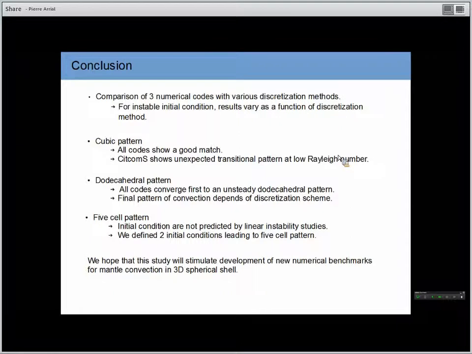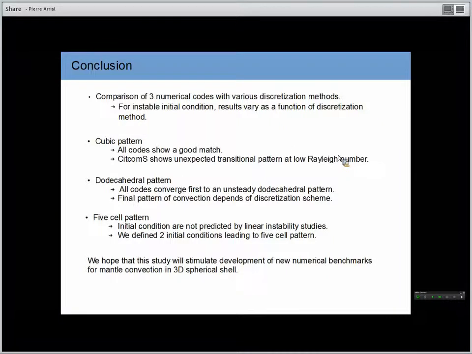For the dodecahedral patterns, this is definitively unsteady at all Rayleigh numbers, and this pattern is going to degenerate to a lower order of symmetry, whatever the mesh resolution, and the final patterns are going to vary as a function of the discretization method.